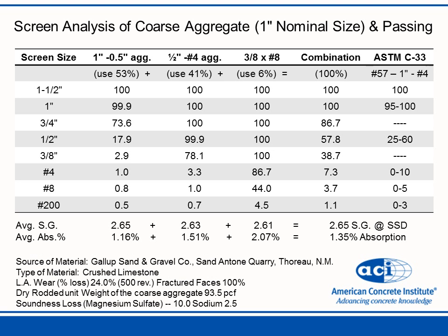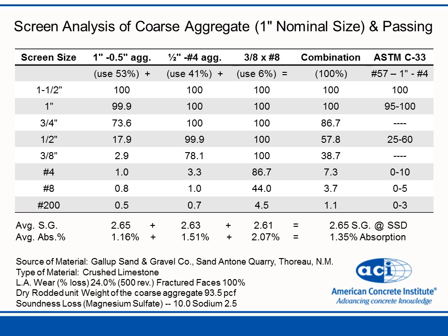Then the other part was the coarse aggregate, where we had 1 by half, half by quarter, 3/8 by 4, and we would combine them back together to get our number 57 stone. As you can see, we could generate the combinations with the 3 aggregates to meet the number 57 stone. All my mix designs were a number 57. We never played with a 3/4 or 1.5 inches. The 1 inch, everybody was able to use it with no problems.